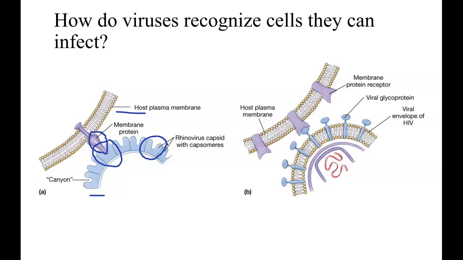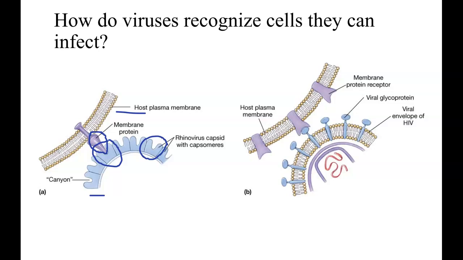If it did not have that capsomere that fit perfectly, like a puzzle piece, with that receptor protein on the host membrane, then it's not going to be able to adsorb and it's not going to be able to replicate. So with our virus that does not have an envelope, it's going to use those capsomeres to adsorb.